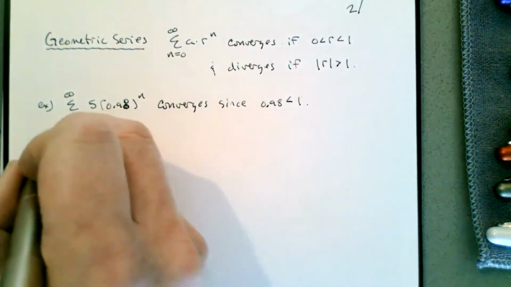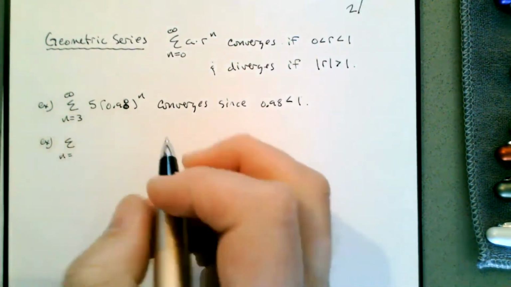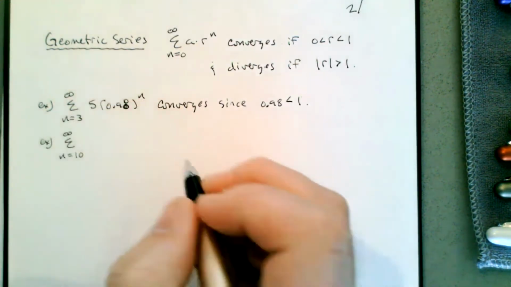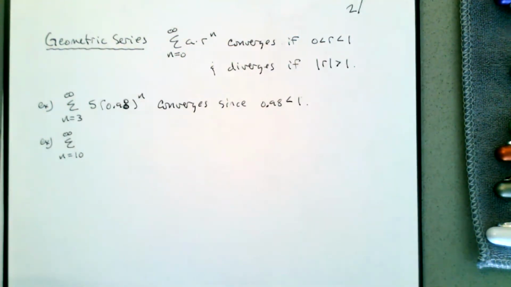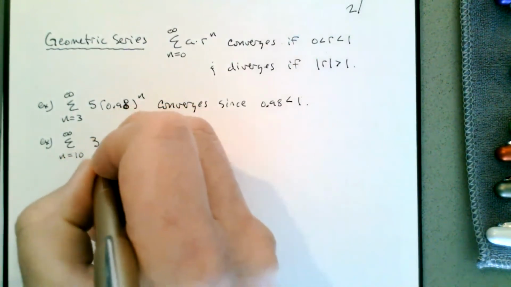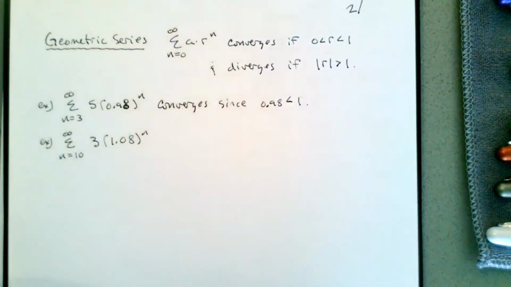And if we have a series, say, as n goes from 10 to infinity of, I need to come up with numbers and I'm drawing a blank, like 3 times 1.08 to the n. This series diverges because 1.08 is greater than 1.